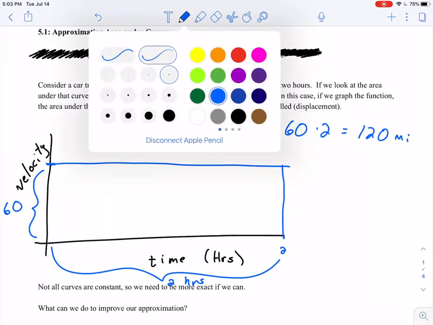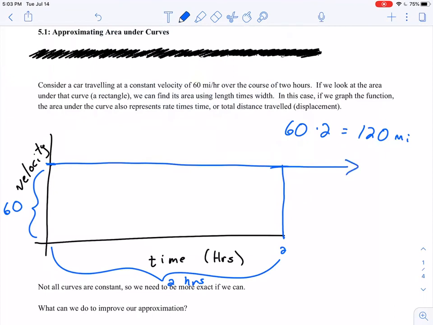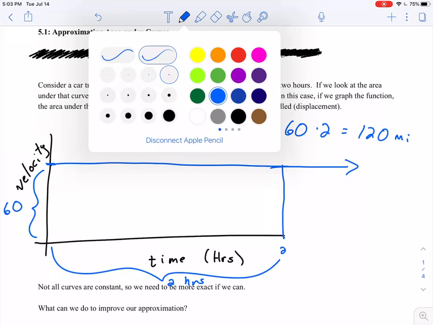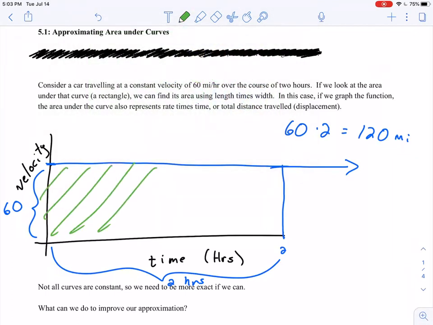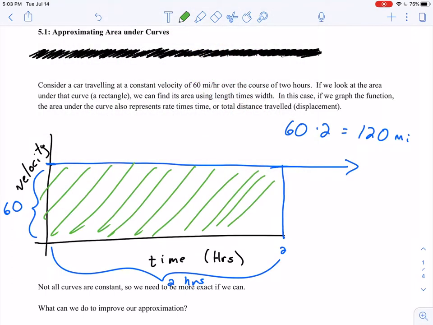But it also tell me something more interesting. Remember, this blue line right here really represents a function, and this would tell me the area under this curve over this interval. It seems silly because we just multiplied two numbers together. It's just length times width. But that is the area of a rectangle, which is the shape that we have right here. So if we graph the function, we look at the area under the curve. This represents the total distance traveled or displacement.